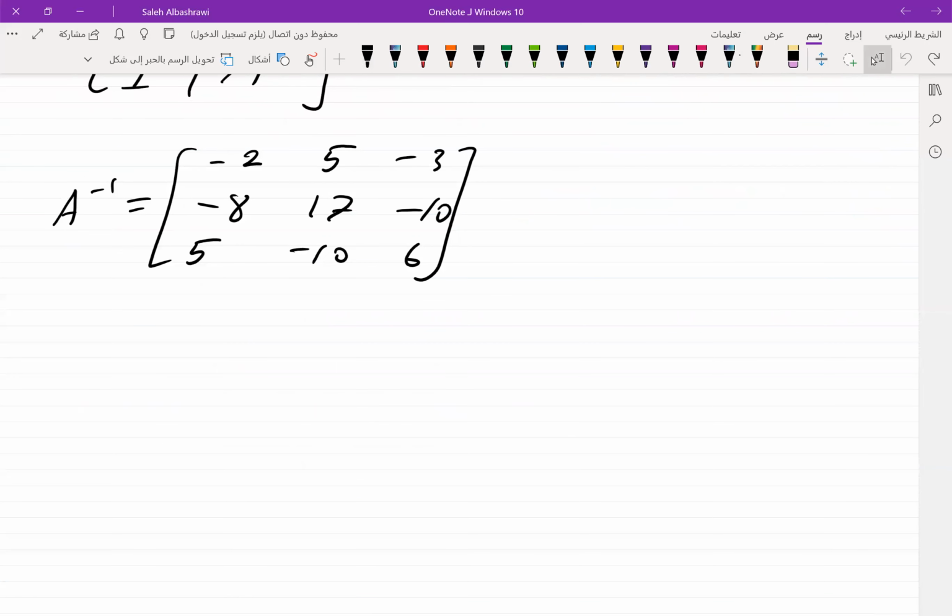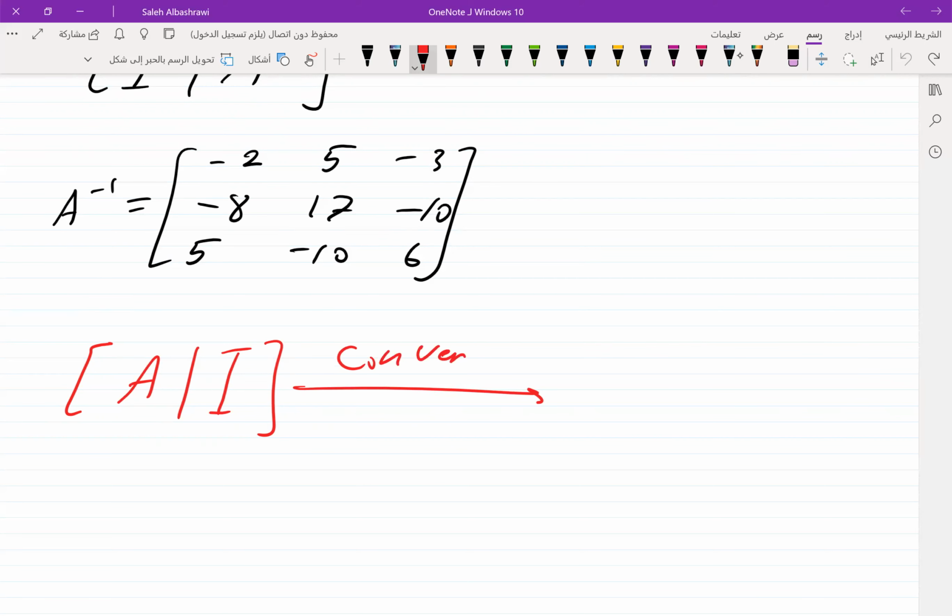So again, to find the inverse, write A with the identity matrix and convert it to the form I, then the resultant matrix on the right will be the inverse of the given matrix.